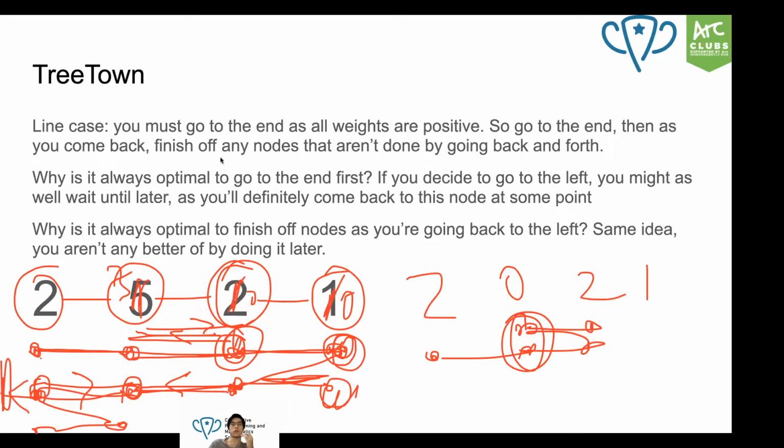I think the easiest way is just to play around with this case and see that it's kind of obvious that it's never any better to do anything more complicated than just going to the right and then slowly working your way up, making sure you finish off every node. Okay, I think that's all for the line case.